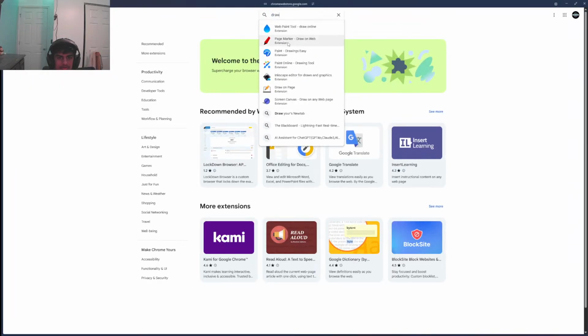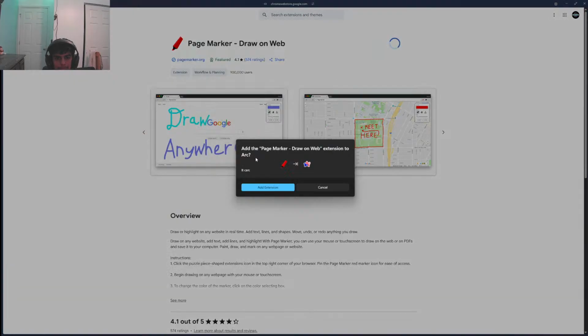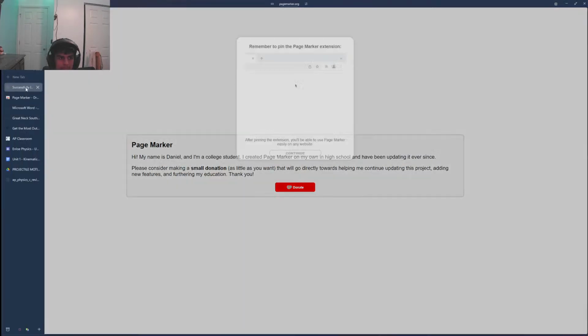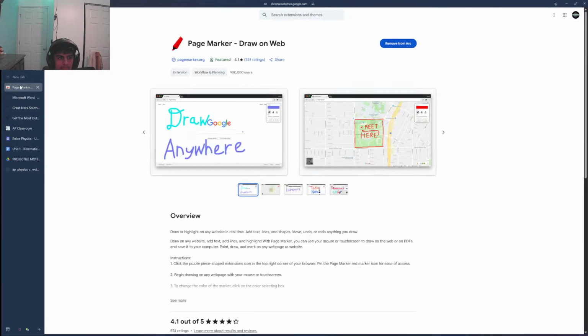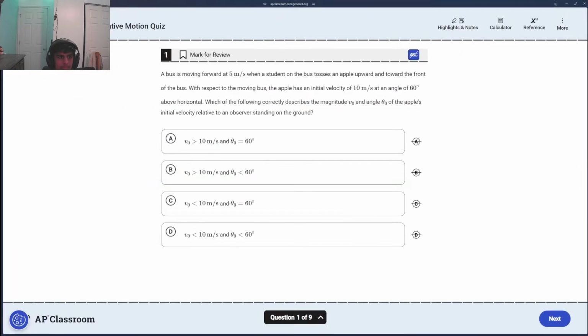You have to imagine it. You always have to add the vectors. So what you want to say is apple to ground equals apple to train plus train to ground. Which of the following correctly describes the magnitude v0 and angle of the apple's initial velocity relative to an observer standing on the ground? Okay, so what does this mean? Wait, wait, wait. Let's draw a picture.